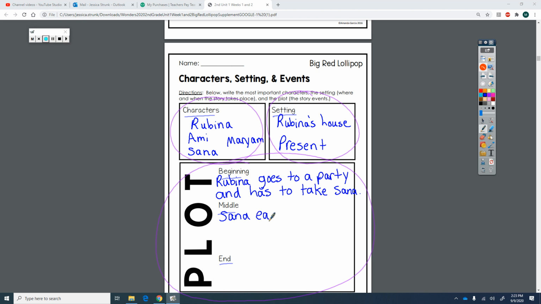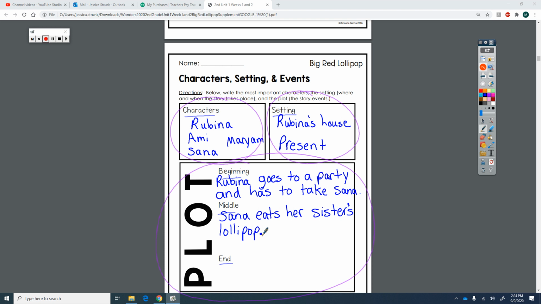Sana eats her sister's lollipop. Does anything else happen in the middle? Yeah, kind of. I thought of something else in the middle.